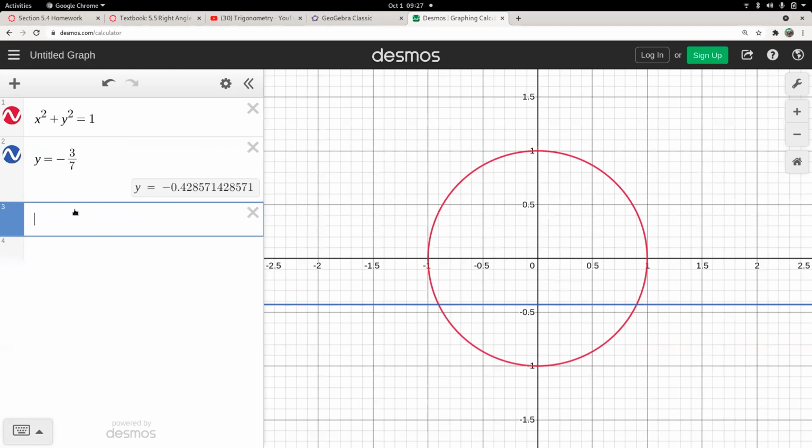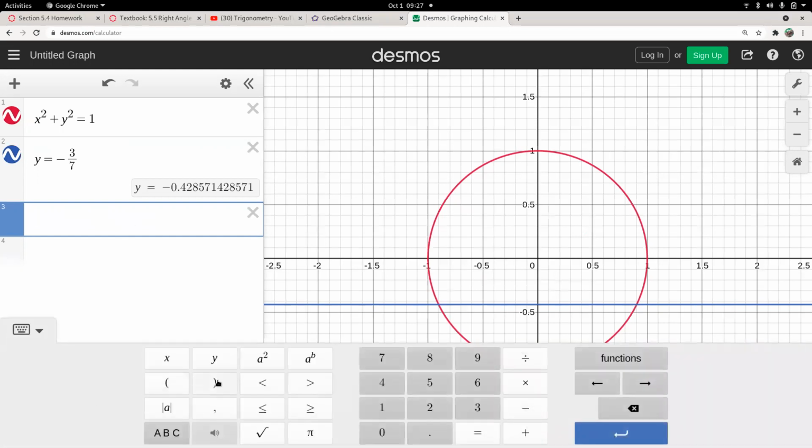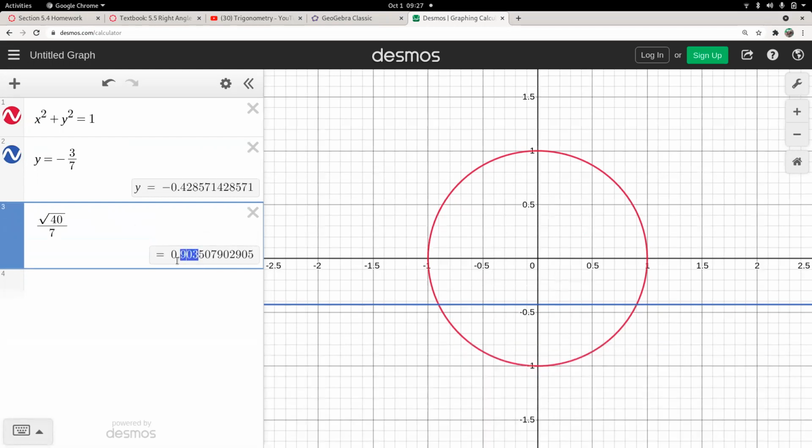And then again, I can confirm that y value of that point by just typing what I calculated, which was the square root of 40. Get out of the root, then divide by 7. Order of operations is very important. And if we were to round that to 3 decimal places, we would get 0.904, which is what they told me over here.